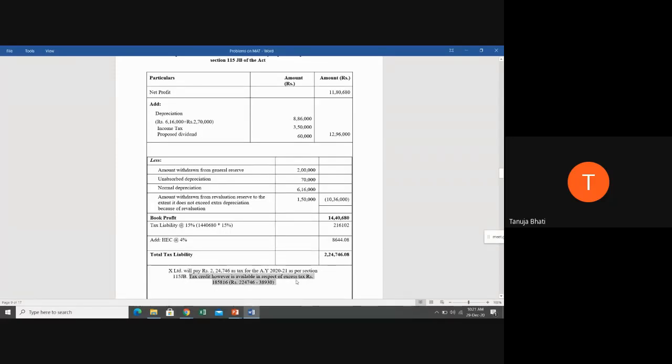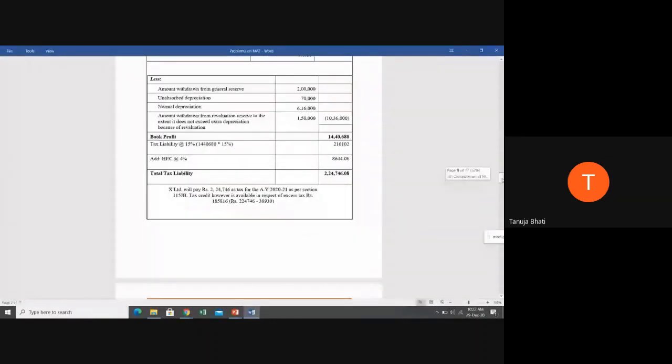And what is the tax credit that is going to be available? Tax payable as per MAT provisions minus tax payable by the normal provisions of income tax. Therefore, 1,85,816 will be the tax or MAT credit available. Students, have you all understood problem number 3? Yes, students? Yes, ma'am. Okay.